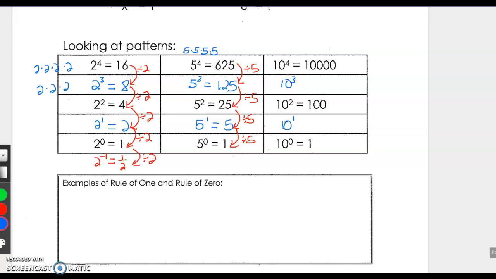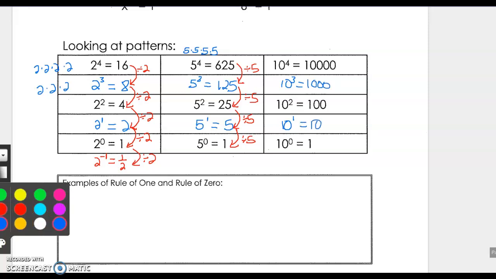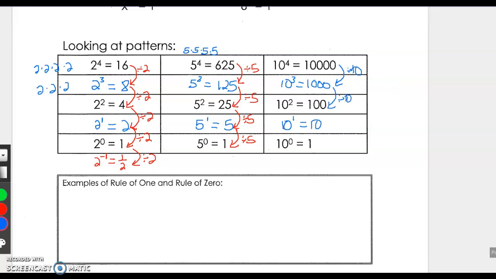10 to the fourth, 10 to the third, 10 to the second, 10 to the first, 10 to the 0. 10 to the third is 10 times 10, which is 100, times another 10, which is 1,000. And 10 to the first should just be 10. And guess what? We're going down by a power of 10, so we're dividing by 10. 1,000 divided by 10 is 100. 100 divided by 10 is 10. 10 divided by 10 is 1.